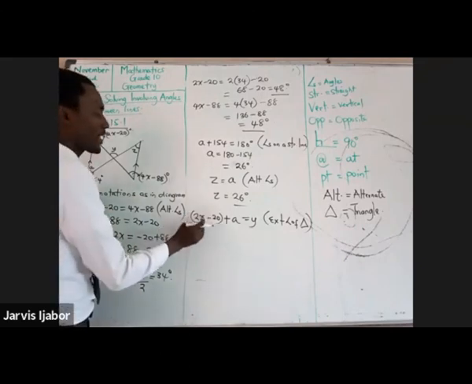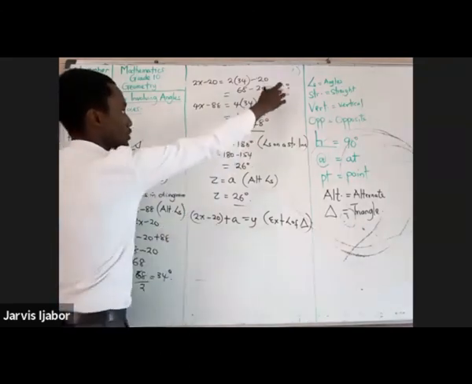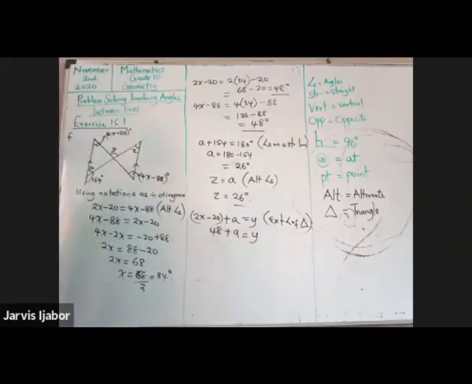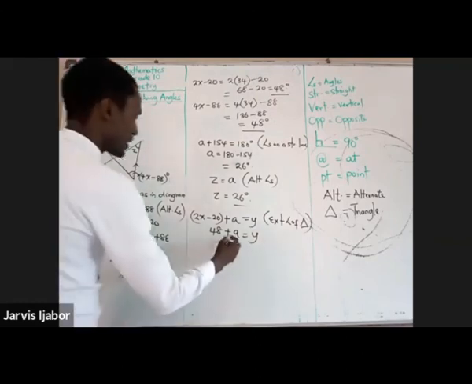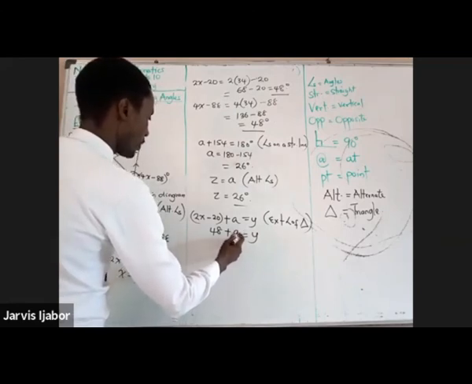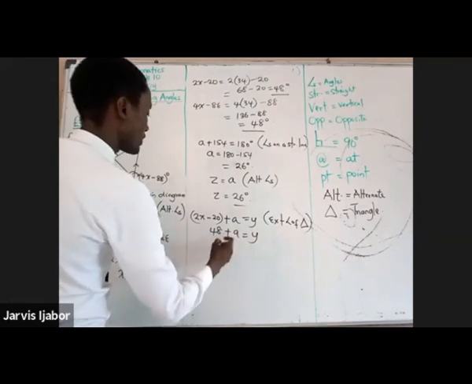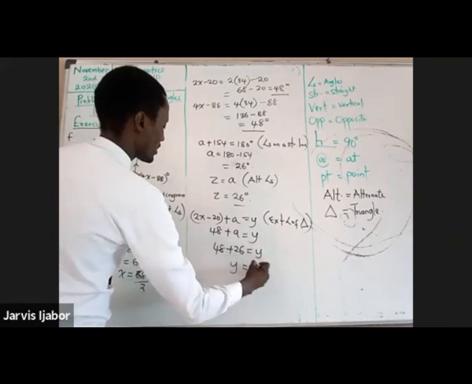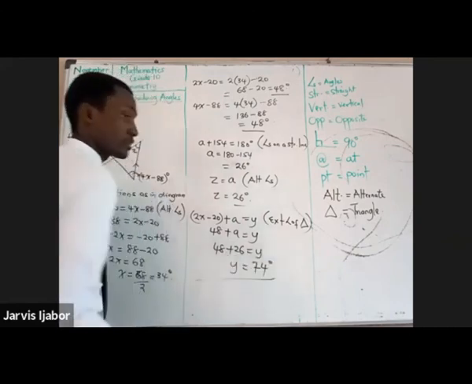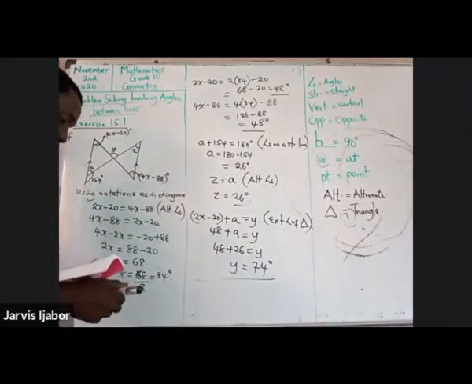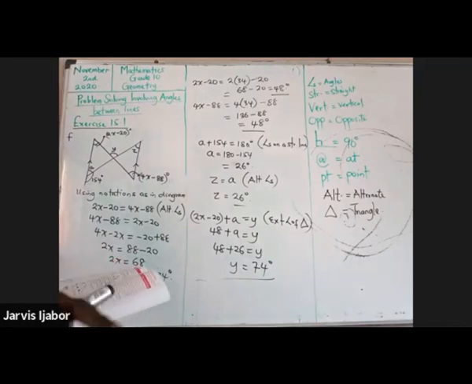But this is it. So remember that 2x minus 20 was 48. So 48 plus a will be equal to y. What is a? a is 26. So 48 plus 26 is equal to y, meaning that y is equal to 74 degrees. So that is the solution to exercise 1F. Let me allow you to catch your breath.